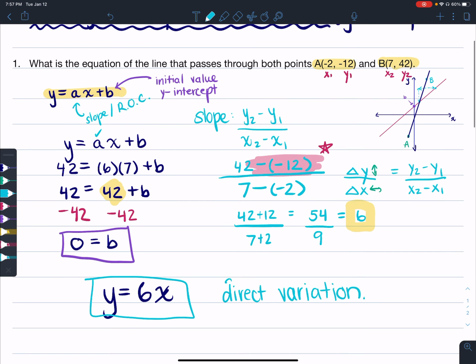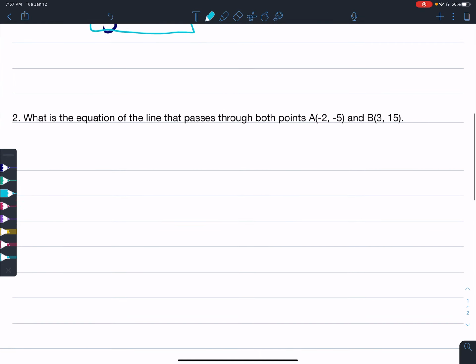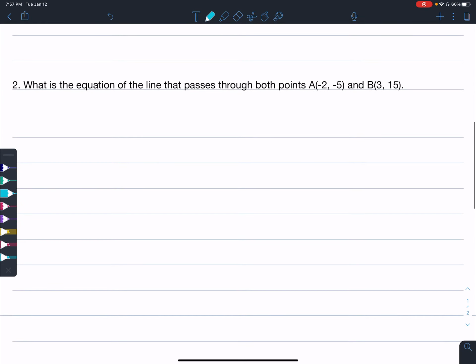Okay, so now moving on to question number 2. We're going to do the same thing. We're just going to do it a little bit faster now. So what is the equation of the line that passes through both points, A, -2, -5, and B, 3, 15? So we always start with our equation, y equals ax plus b. Okay, step 1 here is find slope.